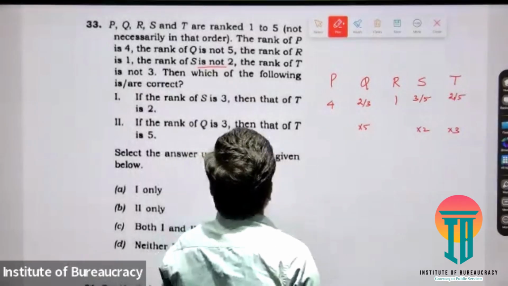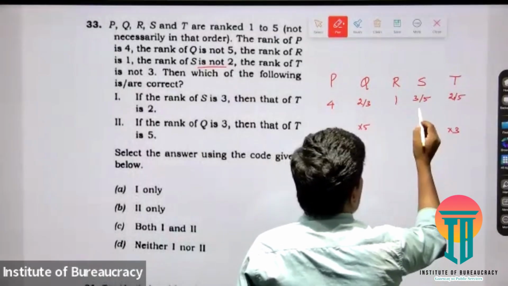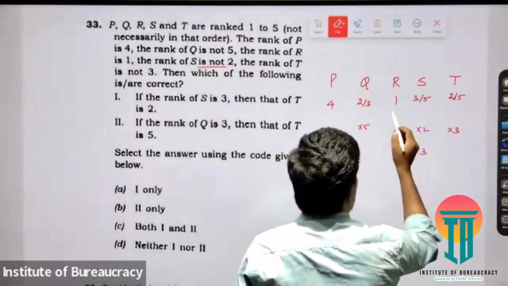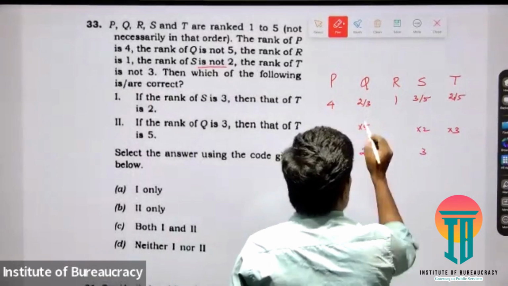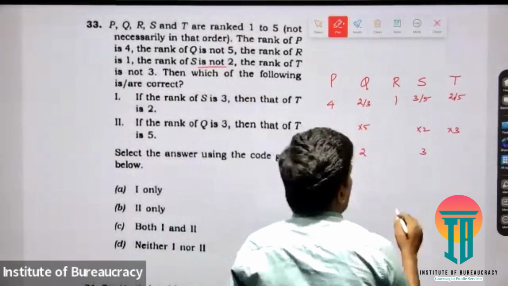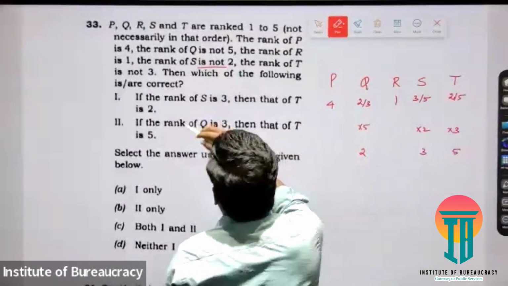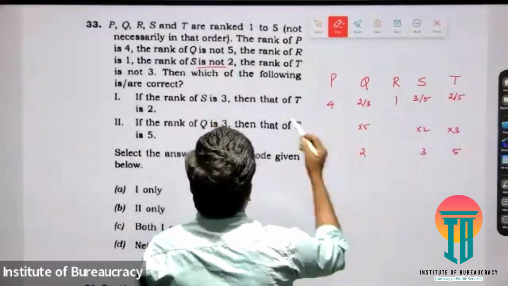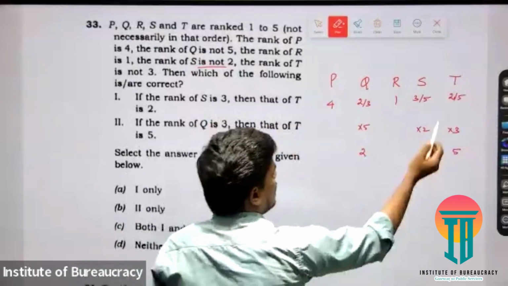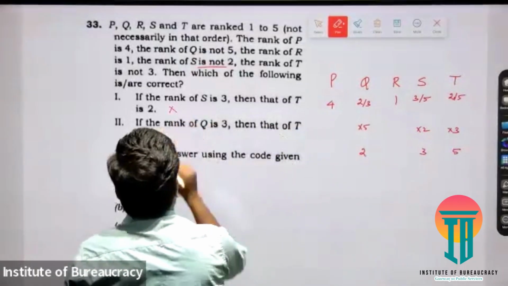Now, suppose the rank of S is 3. If this is 3, then definitely Q rank is going to be 2. And then 2 is fixed here, therefore T value is 5. What they are saying here: if the rank of S is 3, then that of T is 2. T is 5 only, not 2. Therefore, this statement is not correct.